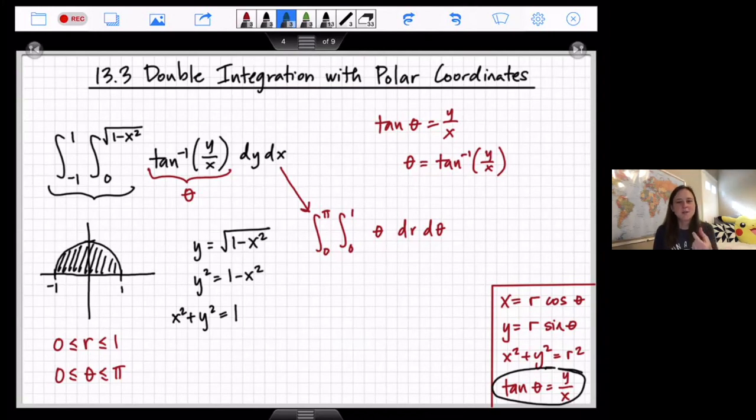There is a little bit of something that you have to do to compensate for the change in variables, going from rectangular coordinates to polar coordinates. So we're going to get a little extra something in here that we're going to call a Jacobian that allows us to make this change. And we'll talk more about that in the next video.